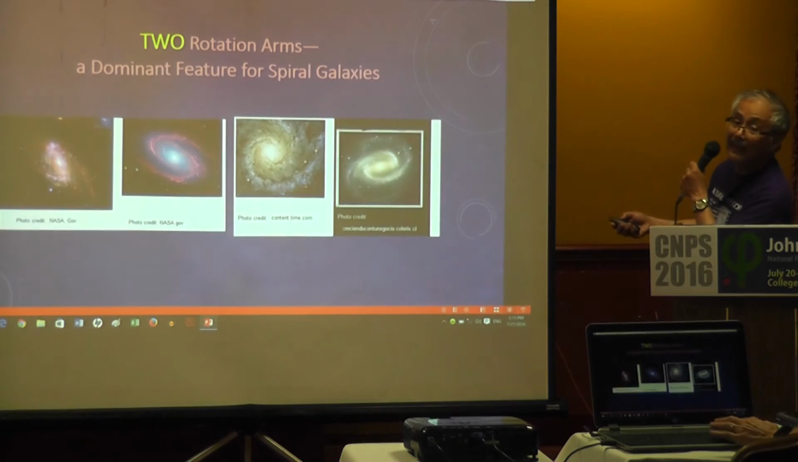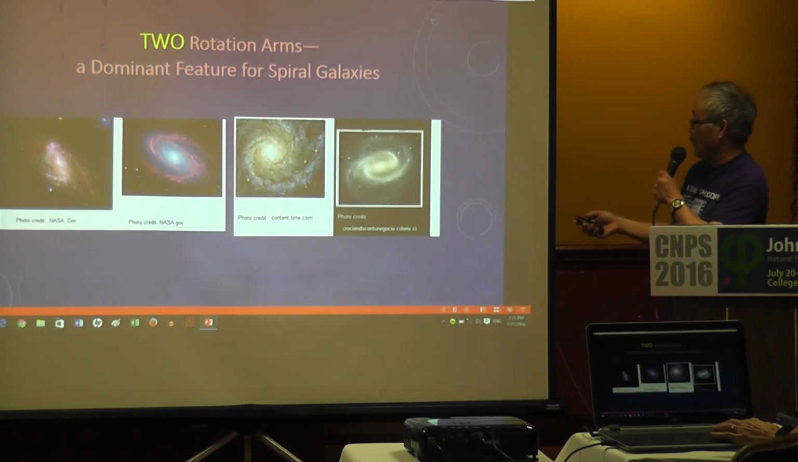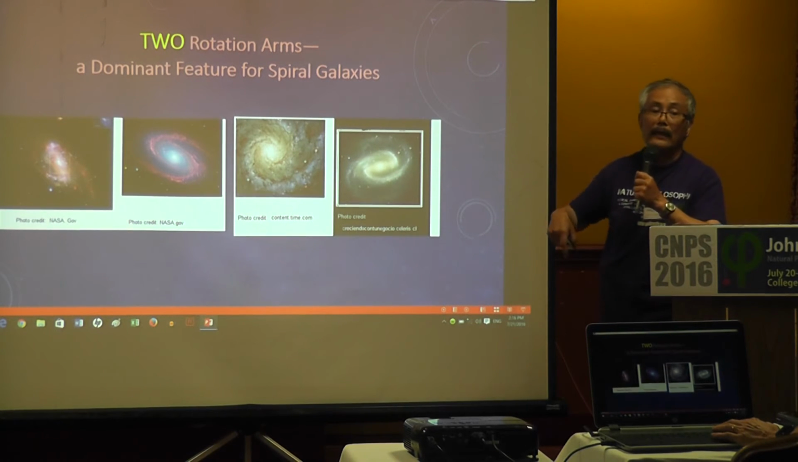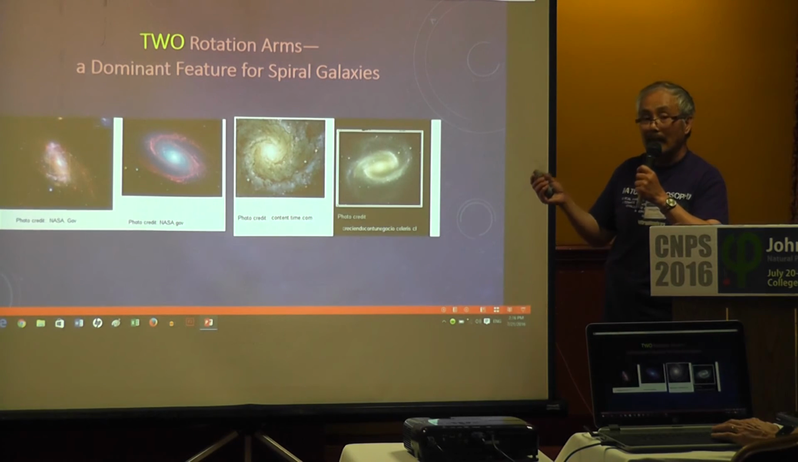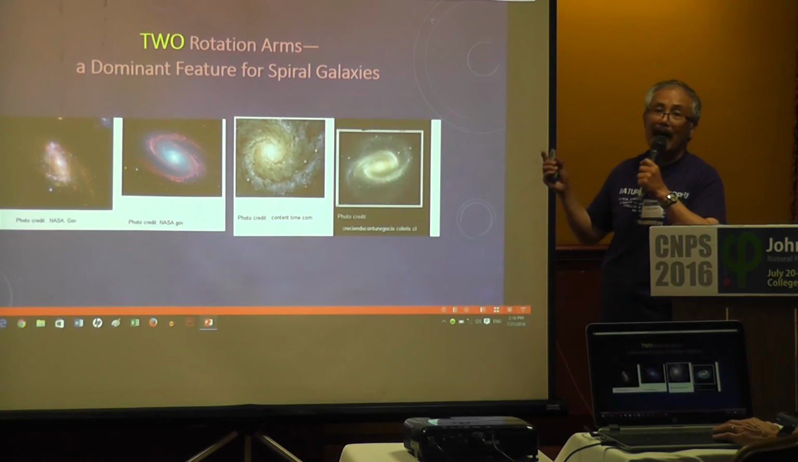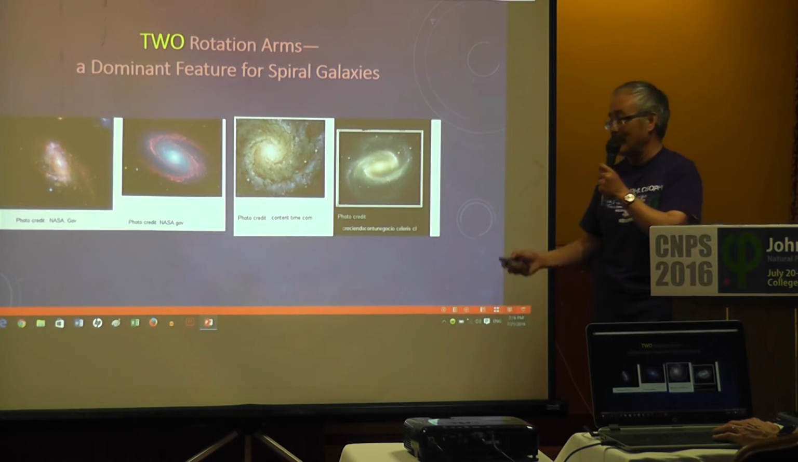Next again, please. I just want to bring some pictures to show that two spiral arms are a dominant feature of a rotating galaxy. Some of them are more obvious, some of them are not yet. But for those not-yet-obvious rotating arms, in the future they will form the two arms.